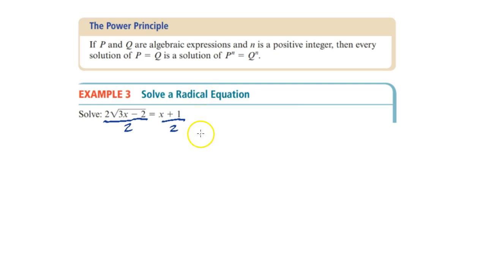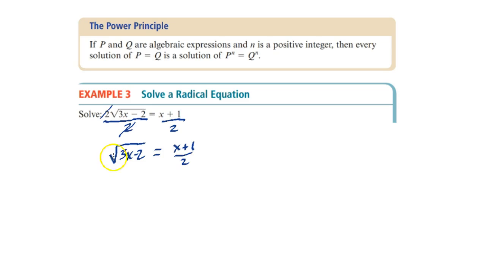And when we do this, the 2 on the left side of the equation cancels, and we're just left with a radical. And this gives us x plus 1 divided by 2. Okay, and at this point, we have just a square root of something equals the right side of the equation. And this is where the power principle comes in.